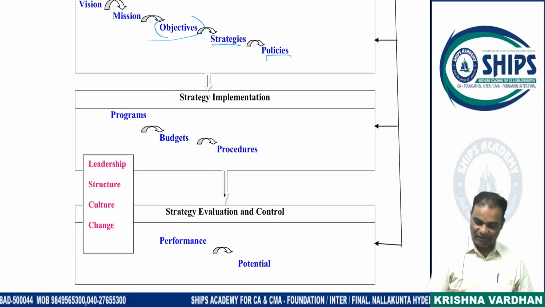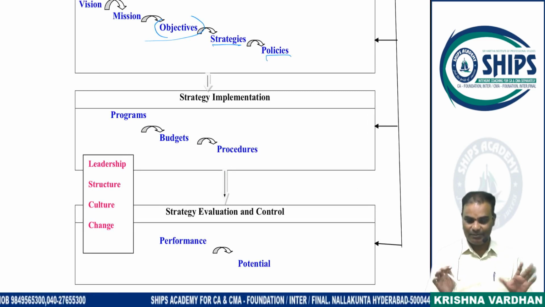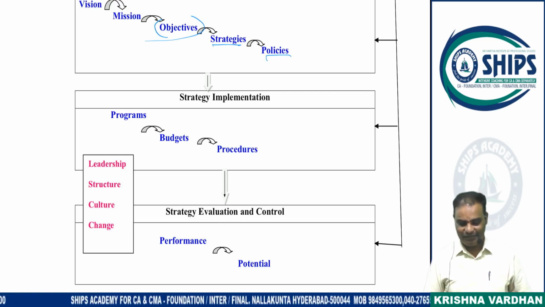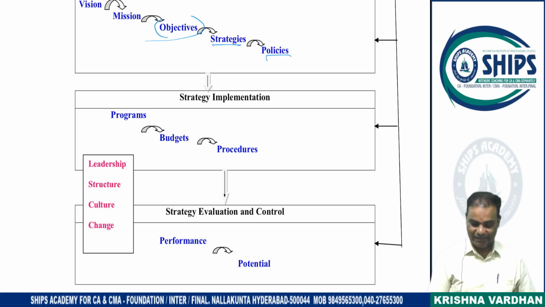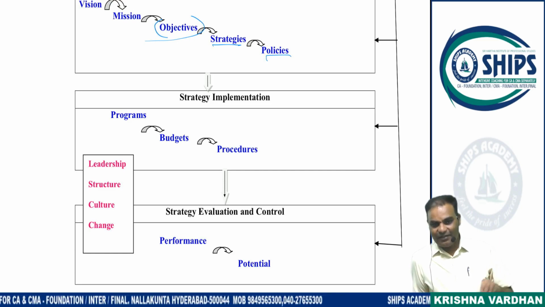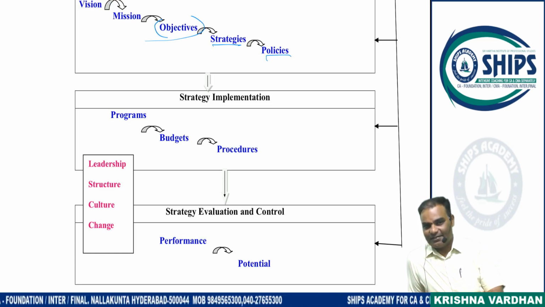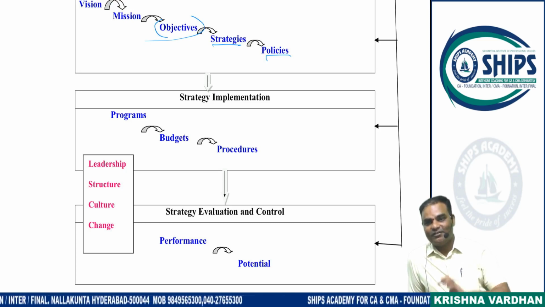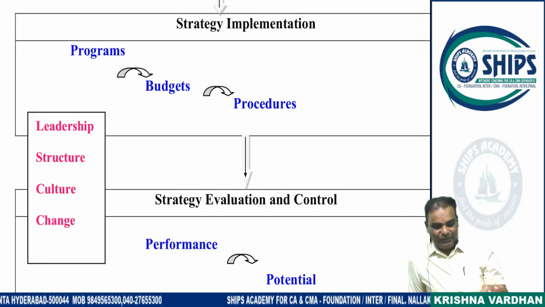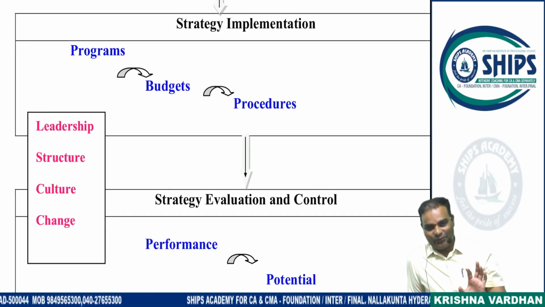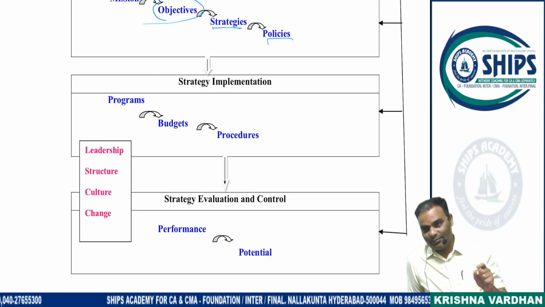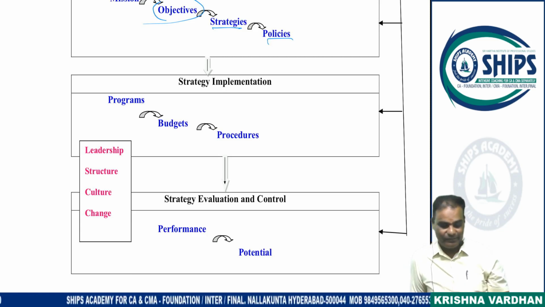Implementation part is done. The next step is, once the strategy procedures are implemented, you should evaluate and control. You should see whether they are good or bad. You need to evaluate their performance and potential. What is performance? Present contribution, like the actual status. Potential, likelihood contribution, futuristic performance. Performance is today, potential is for tomorrow. So, the concept of evaluation and control deal with strategic performance and strategic potential.